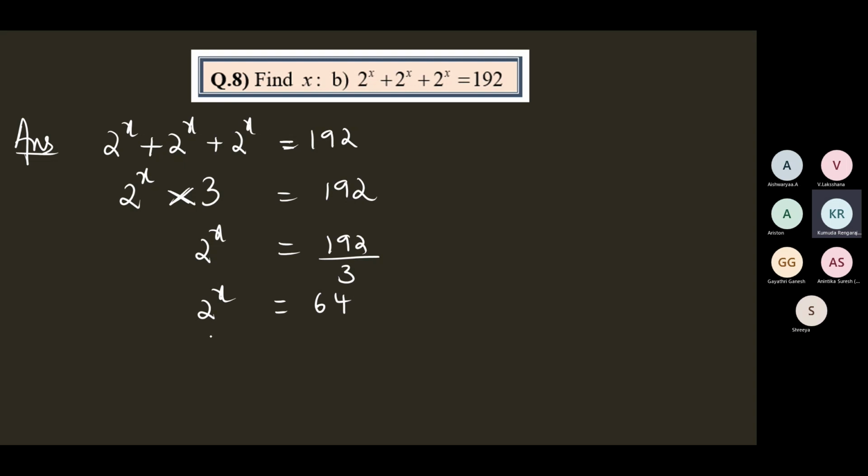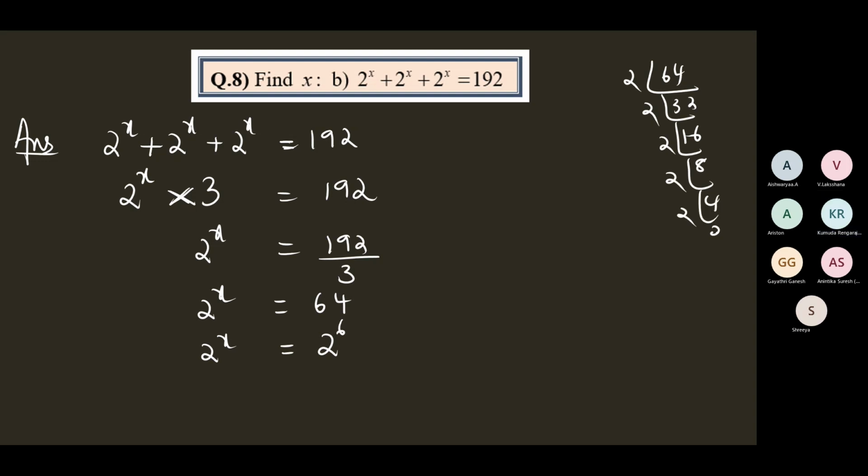The quotient 192 by 3 is 64. Since on the left hand side the base is 2, we also express 64 in base 2, which is 2 to the power 6. How do we find this? 64, 2 32 times, 2 16 times, 2 8s are 16, 2 4s are 8, like this. So 64 is equal to 2 to the power 6. Now, bases are same on both the sides. Equating the powers, we get x is equal to 6.